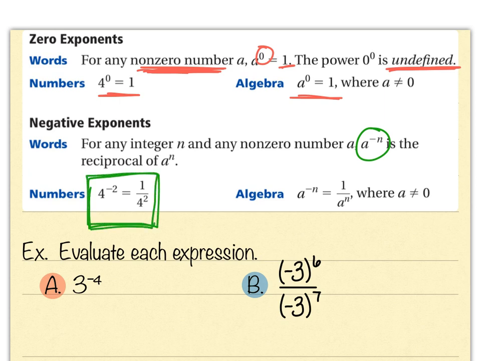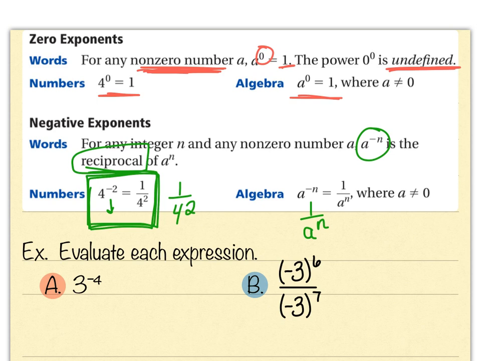4 to the negative second power means the negative does not make the answer negative. What it does is it drops the 4 to the bottom of the fraction. So 1 over 4 to the positive second. A to the negative n is 1 over a to the positive n, and that's what it means by reciprocal right up here. You're flipping it. If it's on the top, it goes to the bottom. If it's on the bottom, it goes to the top.